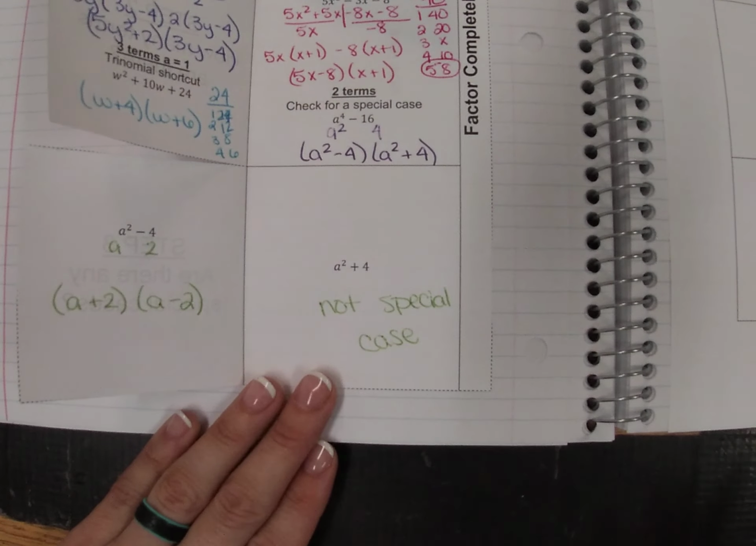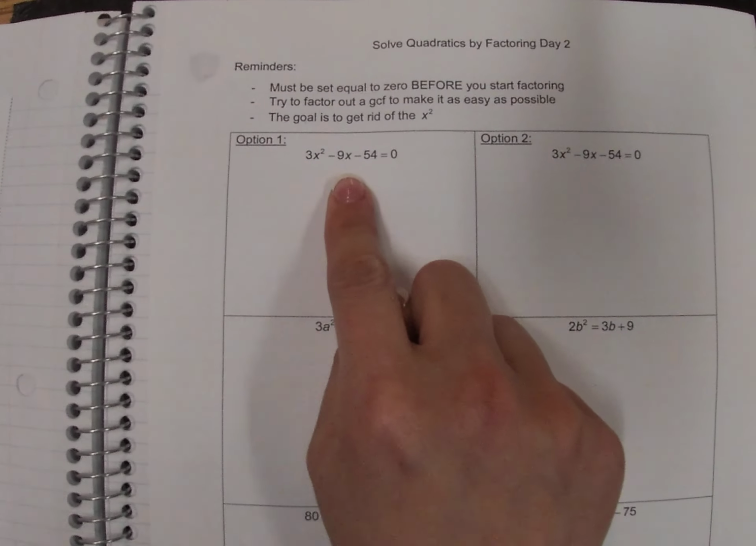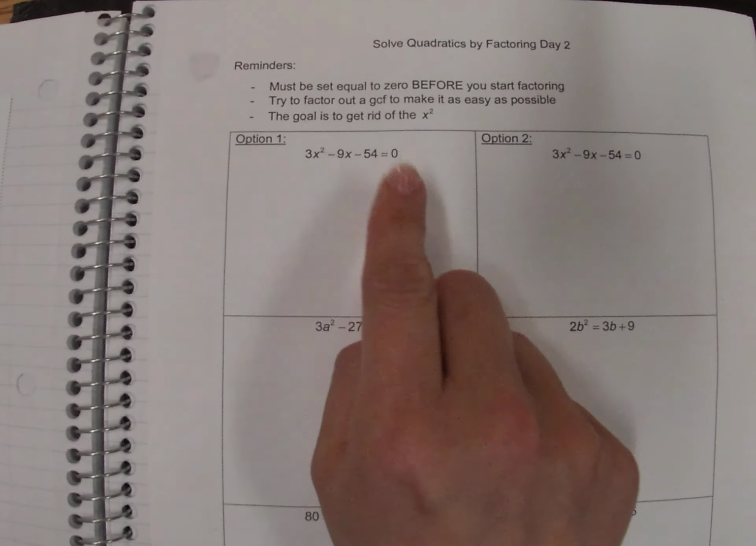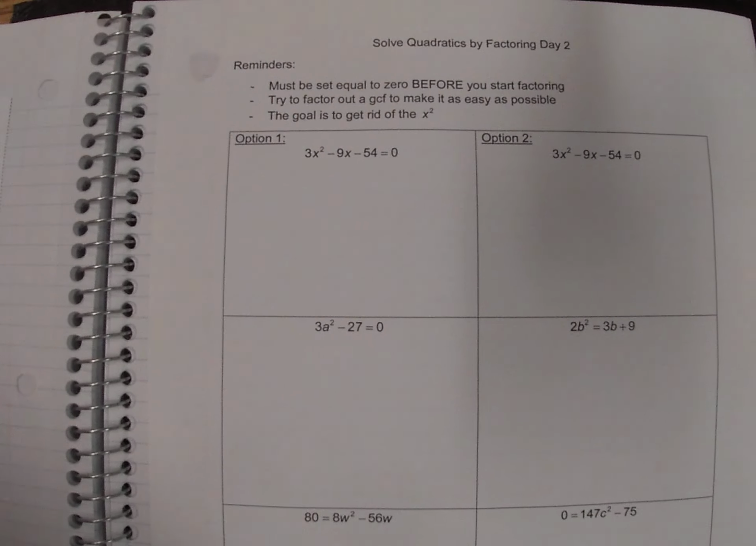Okay, so all of this together is basically review, but we're going to use that process to help us do this in a quicker manner when we are solving by factoring. Because if we look at this example right here, number 1, 3x squared minus 9x minus 54 equals 0. If we were to solve this by factoring for what we just already know, it's set equal to 0.